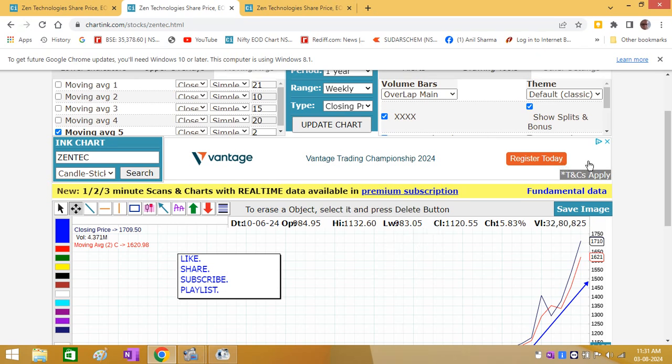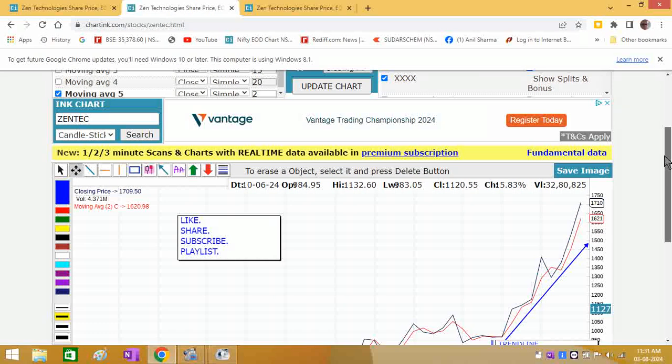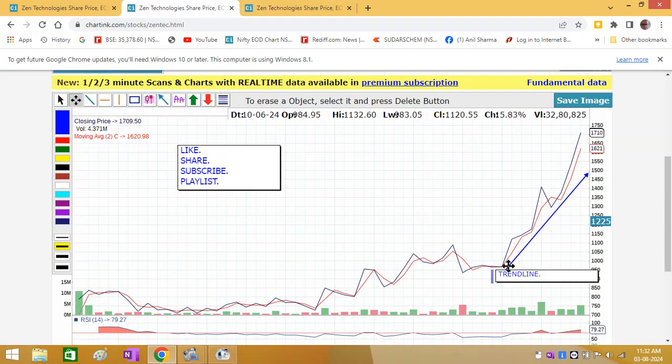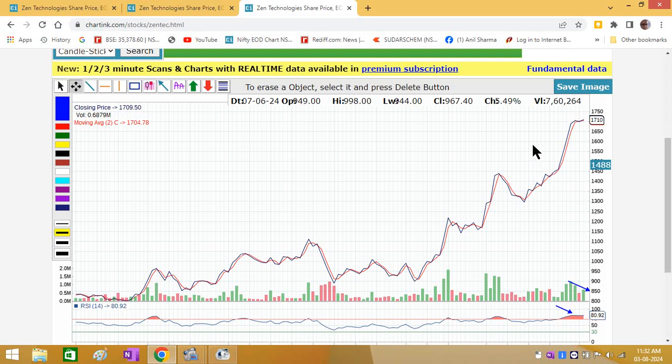So coming back to Zen Technologies, you can see here the trend line actually is up. So this qualifies for our buy. Actually the buy signal was given at 1350 price, and yesterday it has closed at 1710. Weekly chart says enter, and let us see here the daily chart.